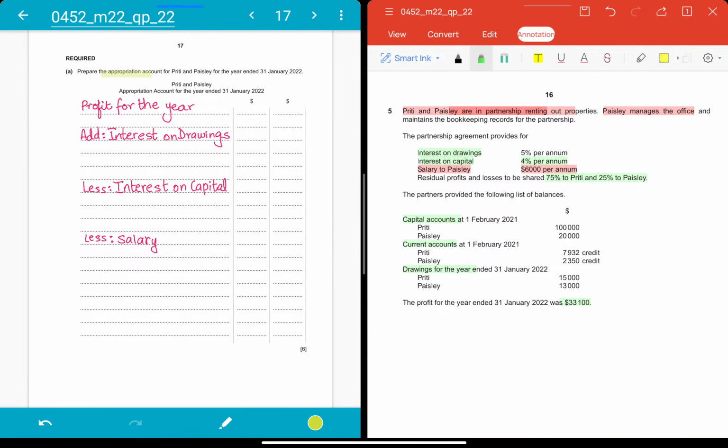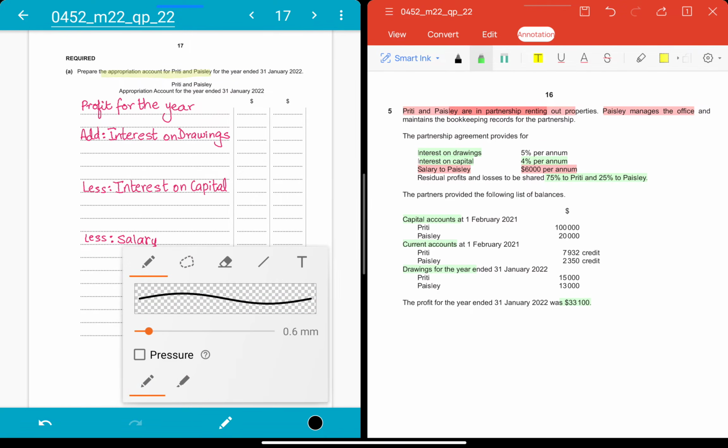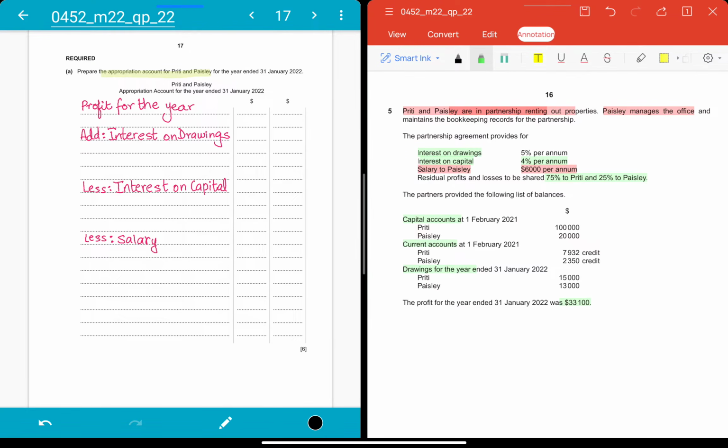So why do we make the appropriation account? Basically, we need to understand that the appropriation account is made so that we can tell how much profit each partner is getting. I'll repeat the point: the appropriation account is drawn so that we can show the distribution of the profit between the partners, and that is why the business will make it if there are two or three partners, with multiple ownership. So let's get started.